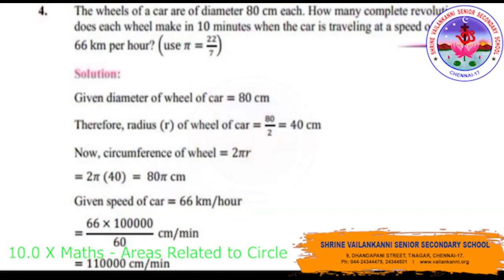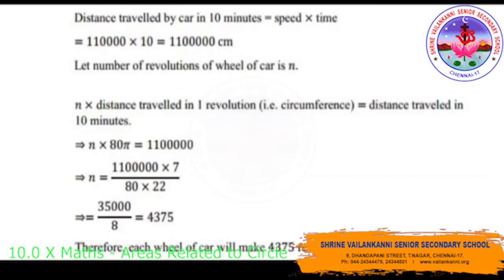The speed has been given as 66 km per hour. We are going to convert kilometer to centimeter by multiplying 66 into 1 lakh, divided by hour to minute, that is by 60. Simplifying, I will be getting 1,10,000 centimeter per minute. We found out the distance of the car travelled in 1 minute as 1,10,000. So we need to find out the distance travelled by the car in 10 minutes. So I am multiplying 1,10,000 with 10. So I will be getting 11 lakh.